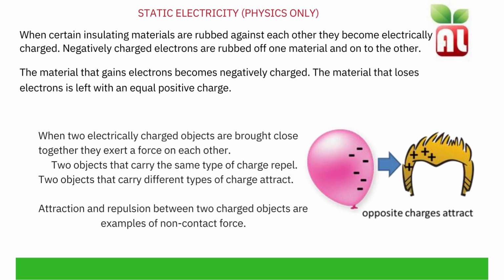When two electrically charged objects are brought close together, they exert a force on each other. Two objects that carry the same type of charge repel, and two objects that carry different types of charges attract. This explains why the balloon and the hair are oppositely charged and attract to each other, and your hair is said to be static. Attraction and repulsion between two charged objects are examples of a non-contact force.